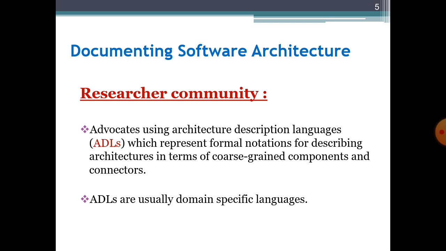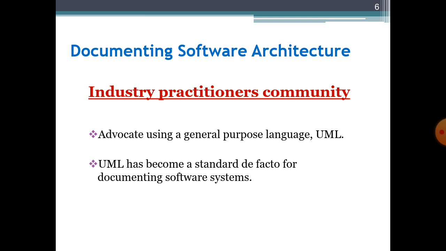Basically, you can summarize that the architecture description language is used to specify an architecture, or in other words, it provides formal notations to describe an architecture. The researcher community is more prone toward this architecture description language, while the industry practitioners community advocates using a general purpose language, which we call UML, which stands for Unified Modeling Language. This Unified Modeling Language has become a tradition, or de facto standard, for documenting a software architecture.